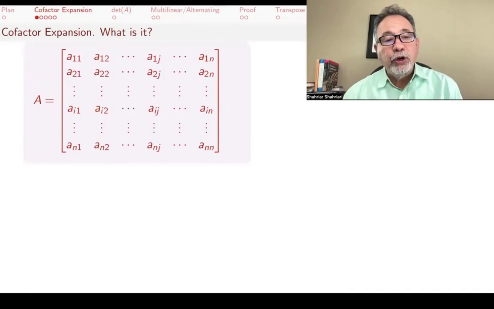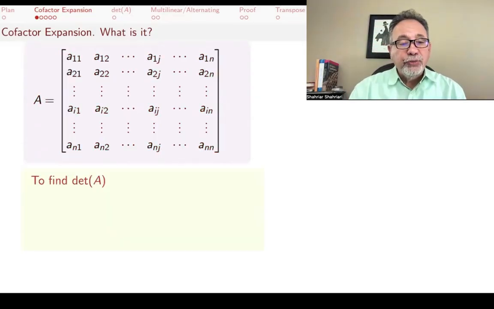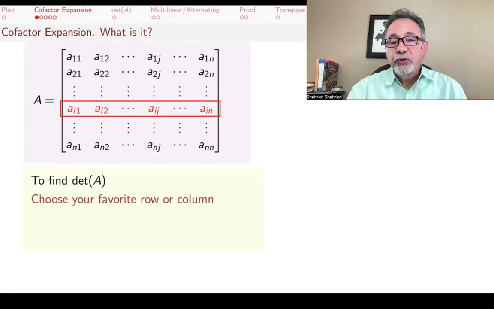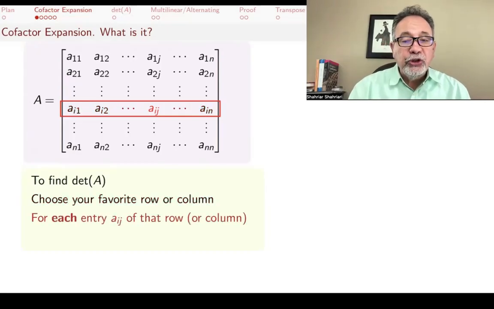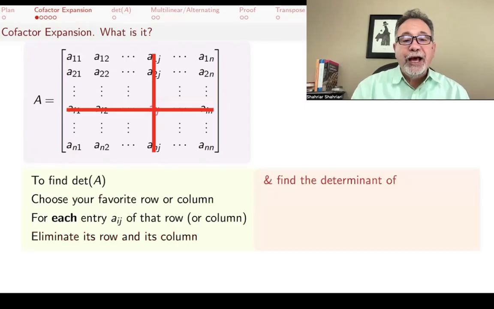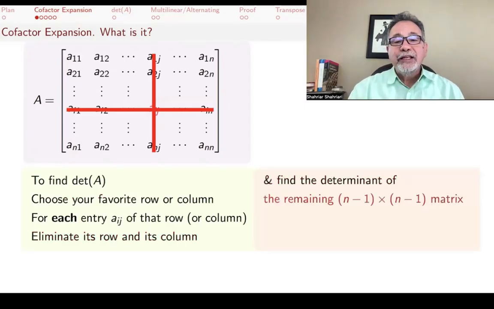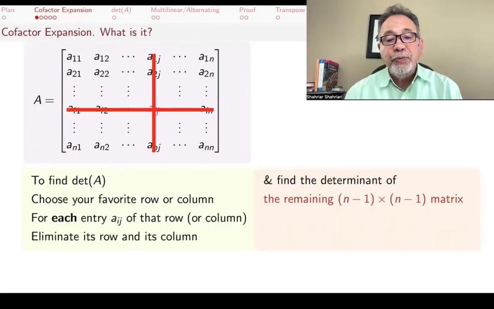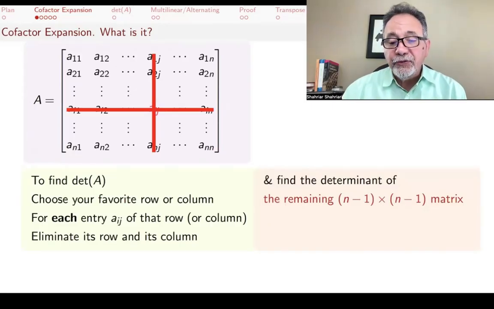Here's an n by n square matrix. The first row of it is a11, a12, a1j through a1n, and so on. To find the determinant of A, you choose your favorite row or column. You could do this with respect to any row or any column. You usually pick one that has many zeros. For each of the entries in that row or that column, you eliminate its row and column. When you do that, you will have an n-1 by n-1 matrix remaining, and you find the determinant of that.